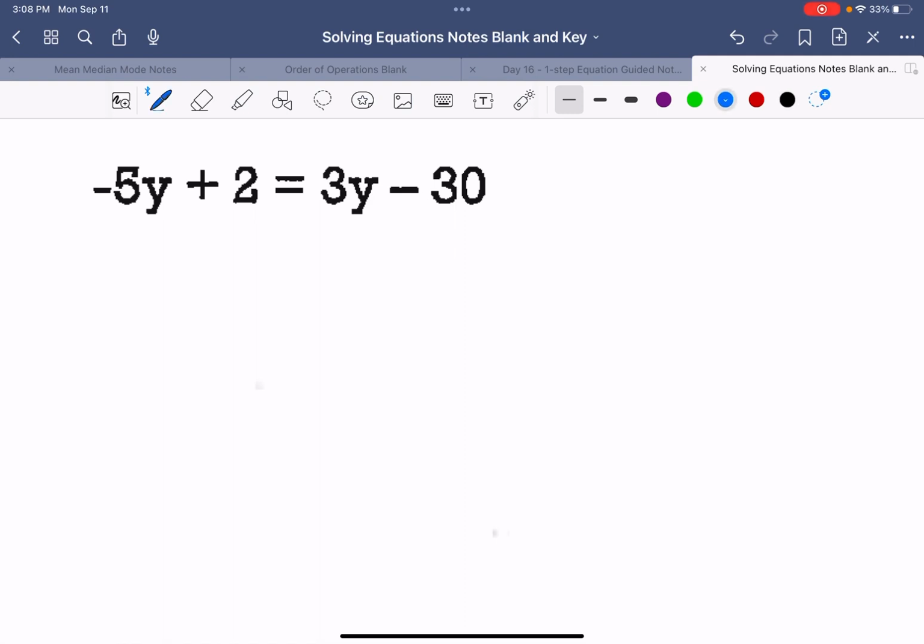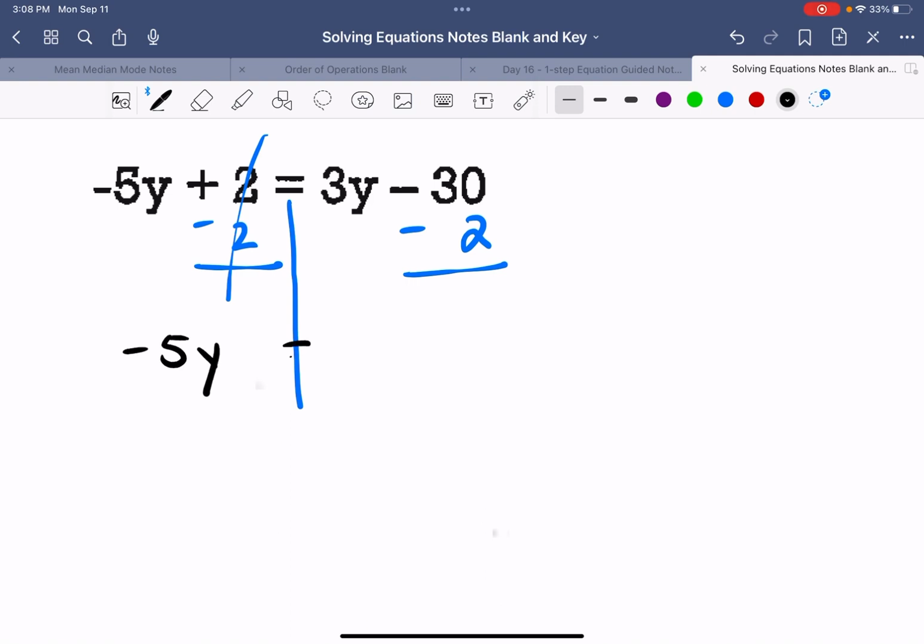So I'm going to go ahead and I'm going to start here, right here, and I'm going to move that over here, but make sure you're combining like terms. So I'm going to subtract 2 from this side, but I'm also going to subtract 2 from this side. When you show your work, please stay organized. Okay, it's very important that you're making sure your terms are correct. So we're left with negative 5y on this side. Remember, this became 0 and equals 3y. But now negative 30 minus 2 is negative 32.